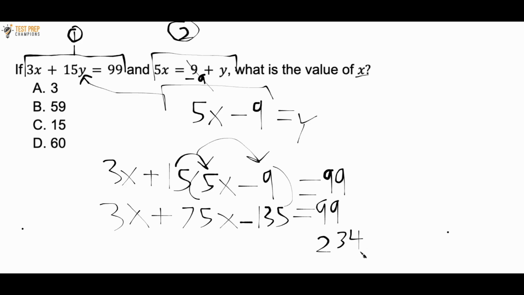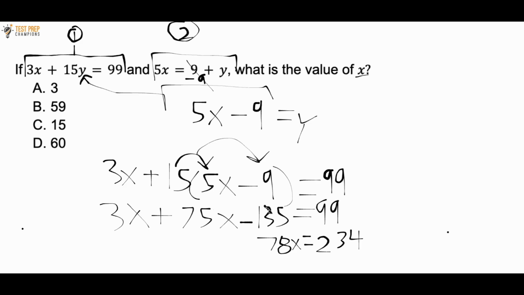So also what I'm going to do is add 3x and 75x, which gives me 78x. Okay, so again, just to recap here, what I did was I had 3x plus 15 times 5x minus 9 equals 99. And I did 15 times 5x, and then I did 15 times minus 9. That's how I got 3x plus 75x minus 135 equals 99.